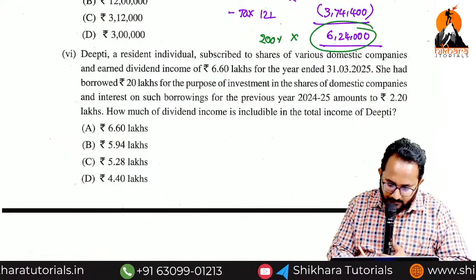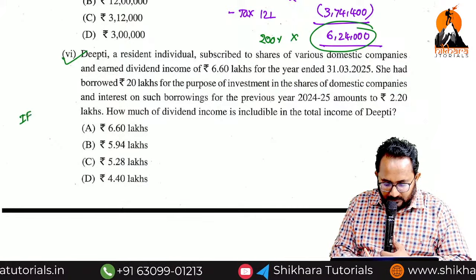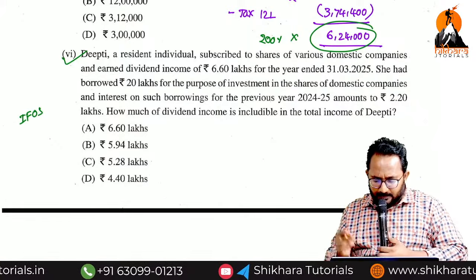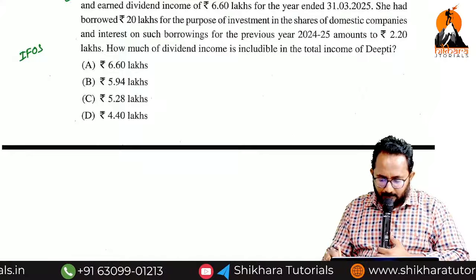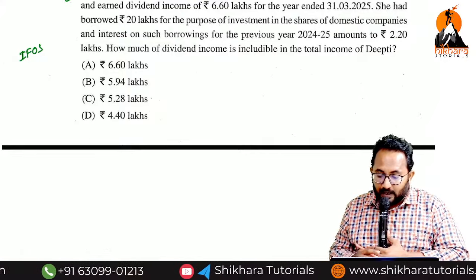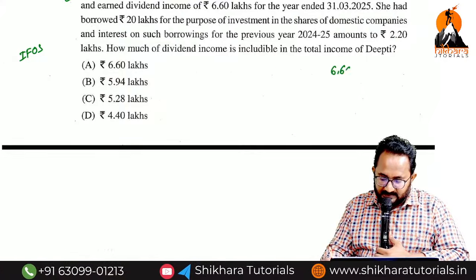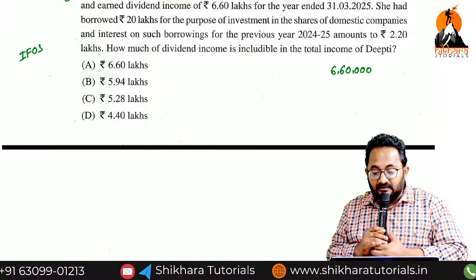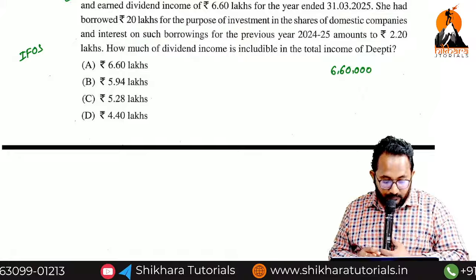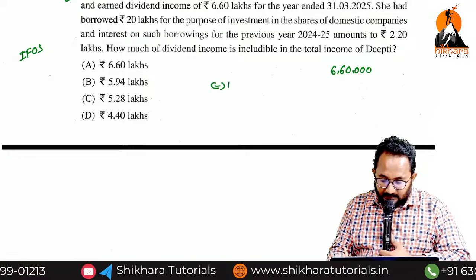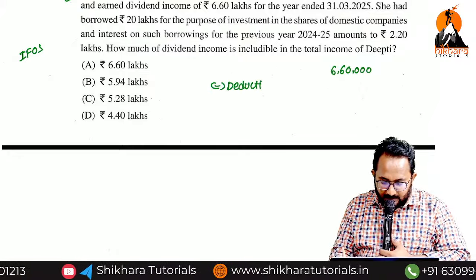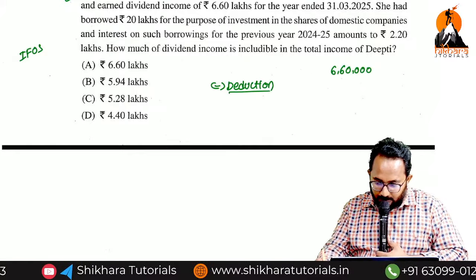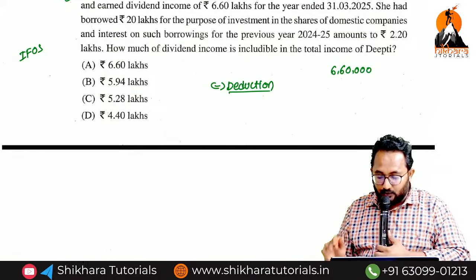Next, it is an income from other sources MCQ. We discussed it in the DTAA chapter also. Remember, the dividend income you earned from domestic companies is 6,60,000. Is there any deduction available? Yes. For making such investment you took a loan, and on that loan you paid interest. Now, can you tell me the amount of deduction you can claim?